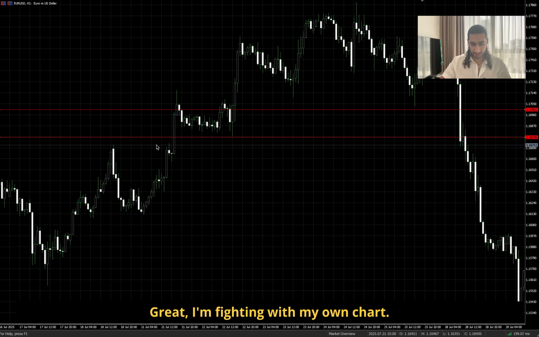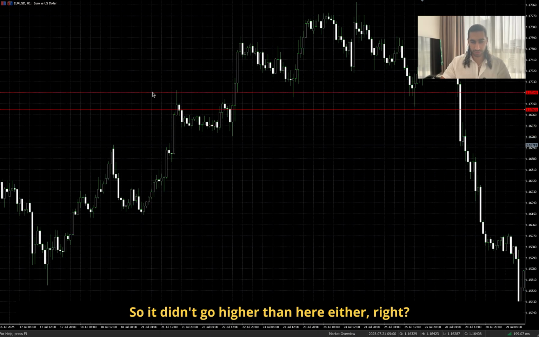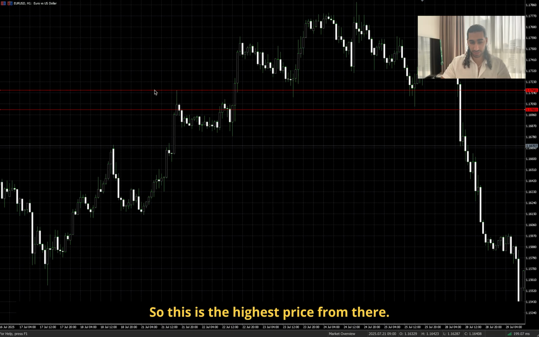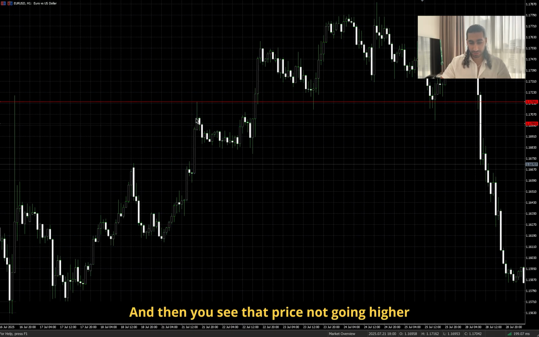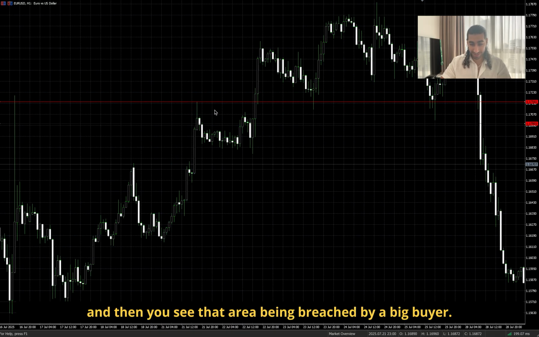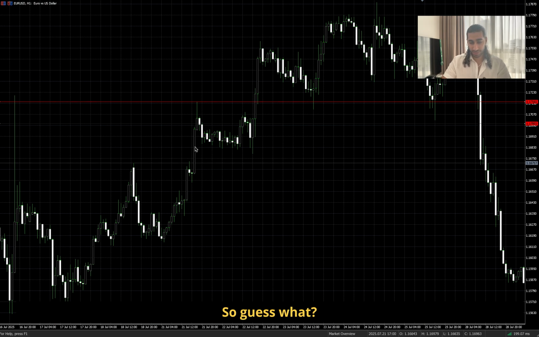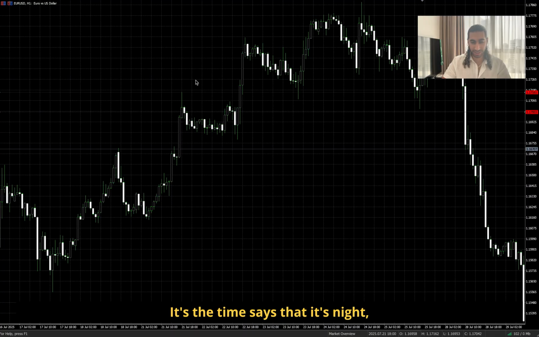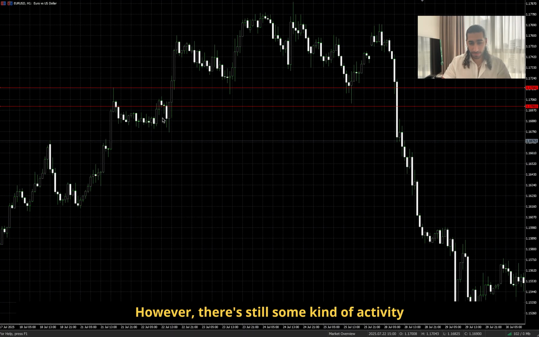Great. I'm fighting with my own chart. So it didn't go higher than here either. This is the highest price from there. And then you see that price not going higher, and then you see that area being breached by a big buyer. So guess what? Here, you know that there are buy orders. And here, they're not necessarily sell orders because we're not in an active market. The time says that it's night, so we are outside of a session. However, there's still some kind of activity, the price is hovering around, and then you see a big push there.